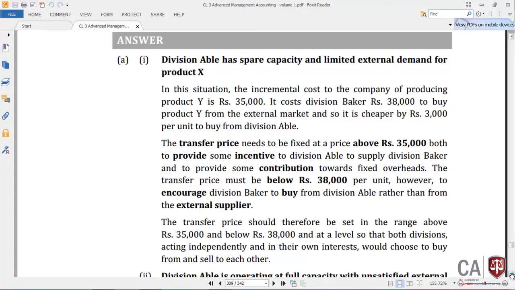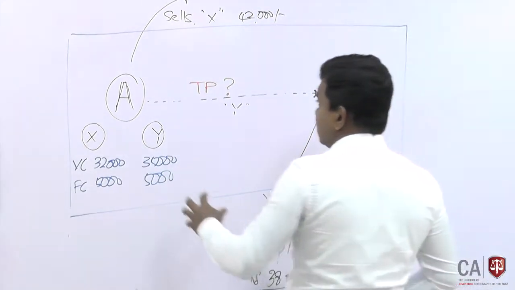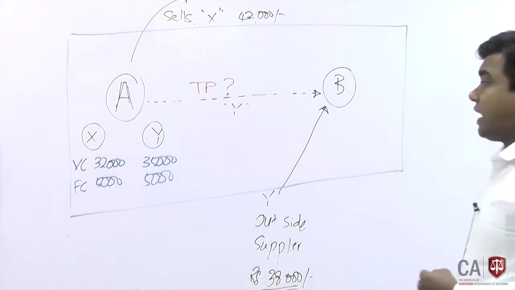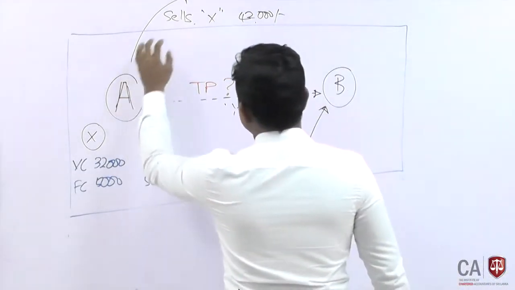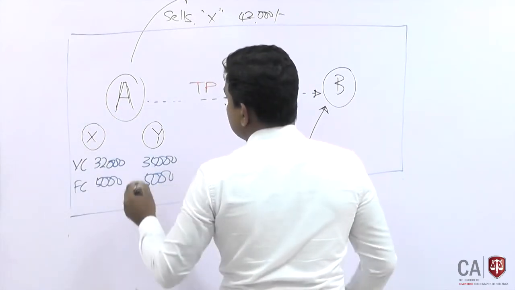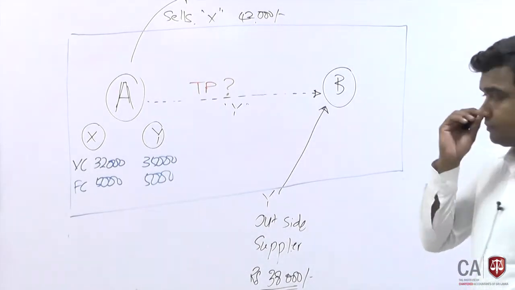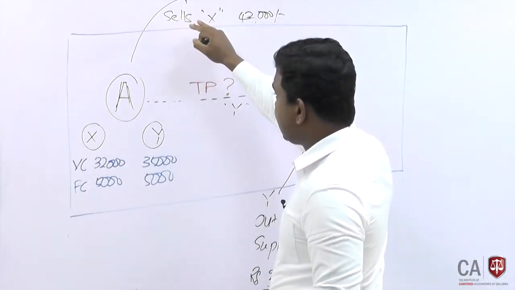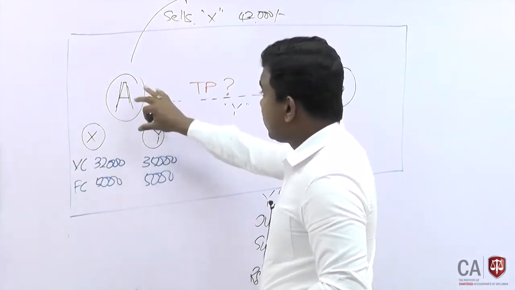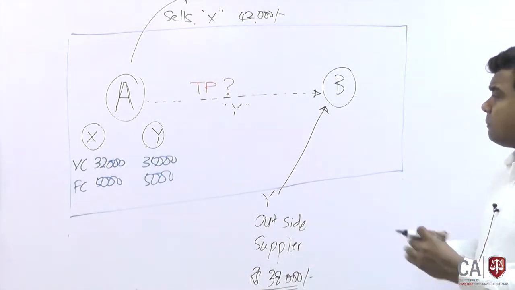Moving to the whiteboard. Now see, A has spare capacity to produce Y, as well as limited demand for X. Both mentioned, A can produce Y because A has spare capacity. When X has limited demand, A cannot use its full capacity to produce X. Therefore, A can produce Y, right? But A can supply Y only to B.